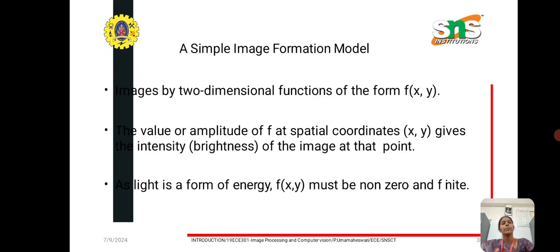The simple image formation model is a two-dimensional function of the form f of x comma y. The value or amplitude of f at spatial coordinates x comma y gives the intensity, that is, the brightness of the image at that point. Light is a form of energy, so f of x comma y must be non-zero and finite.